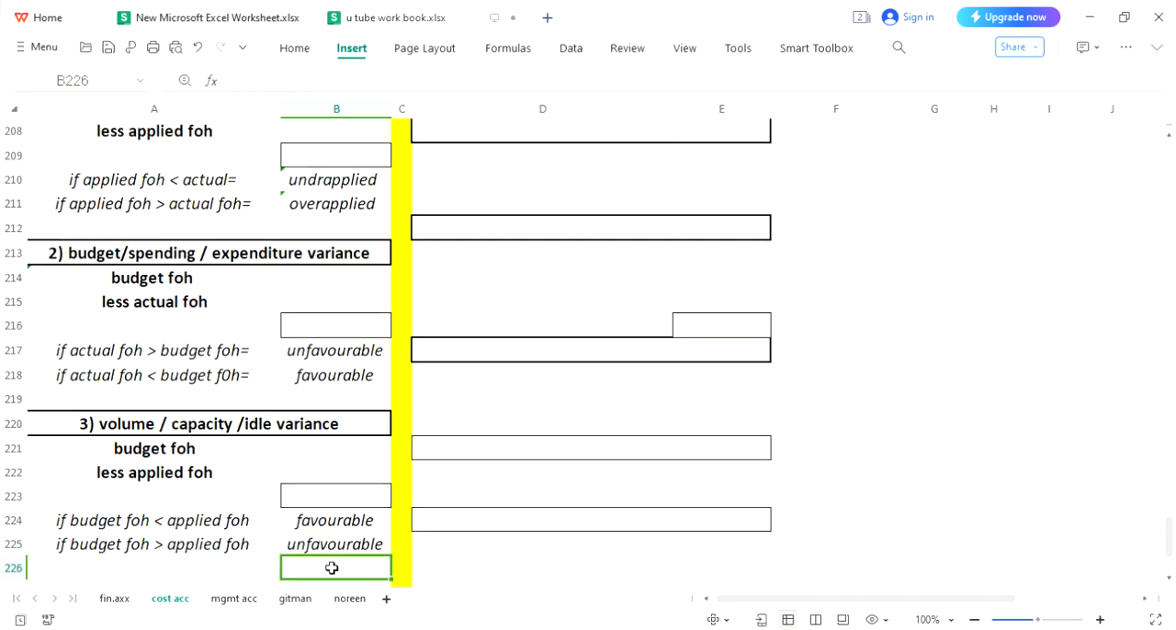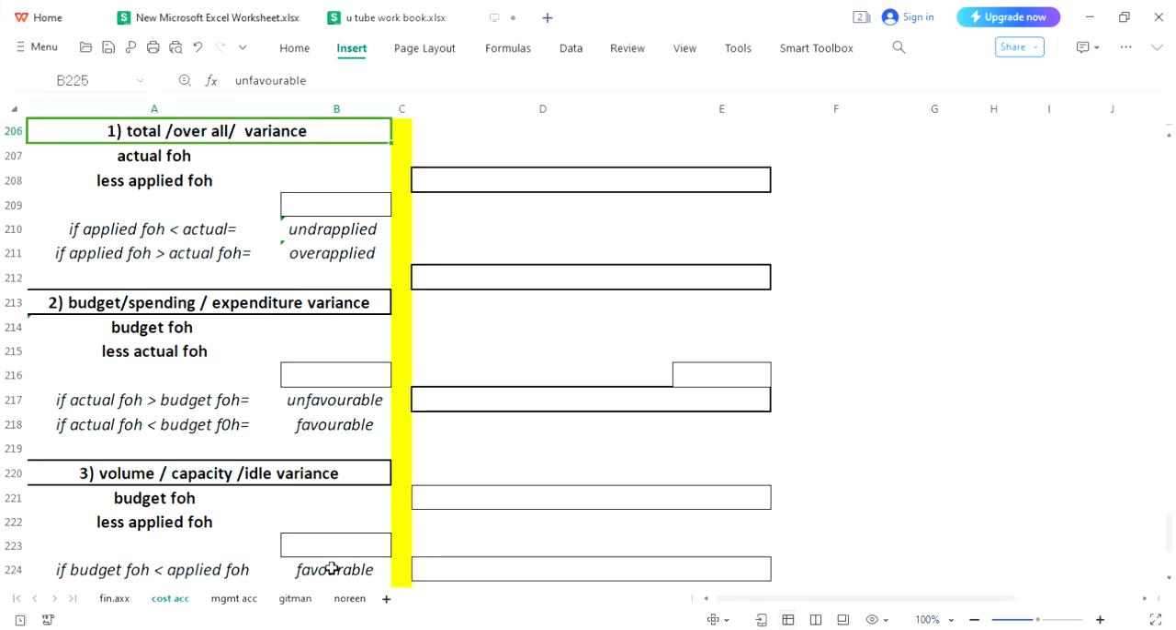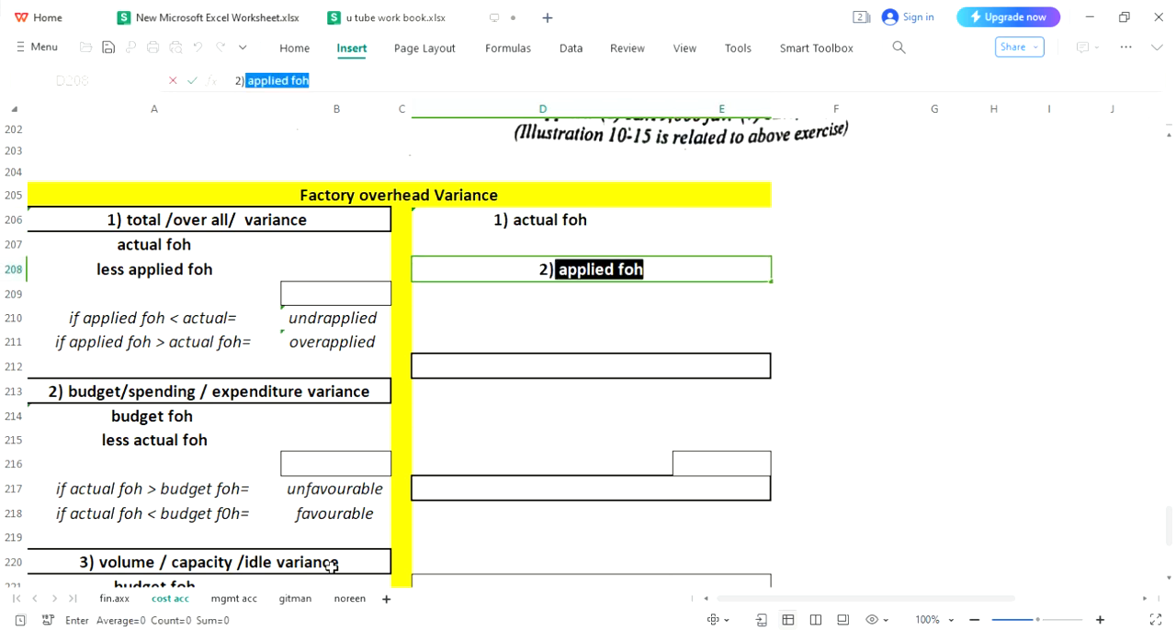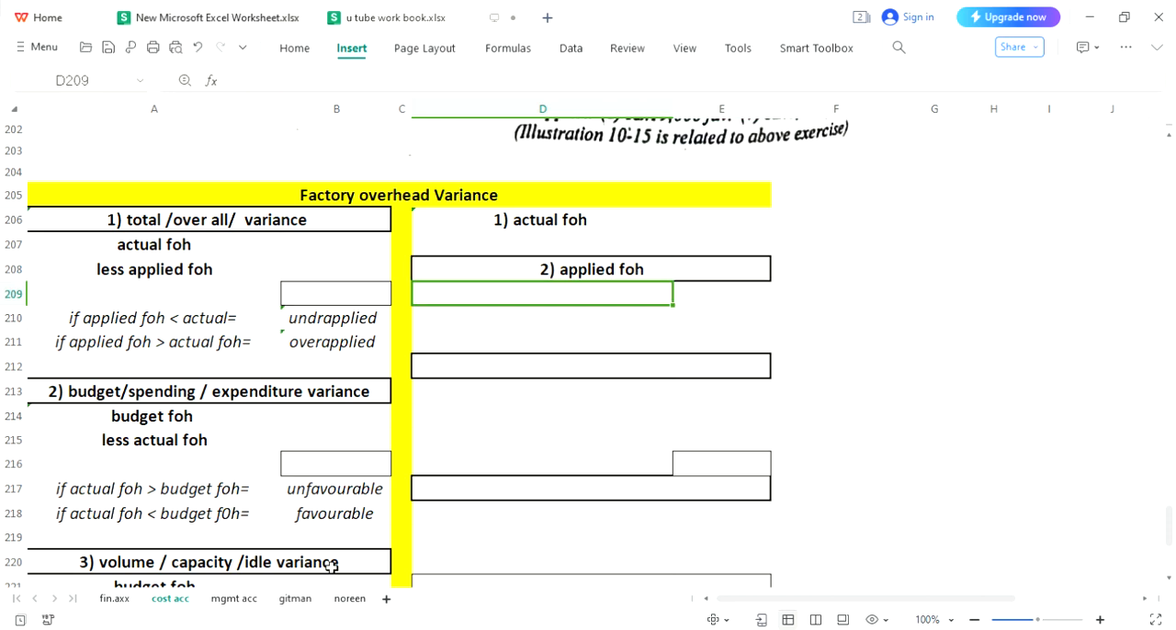So you can see that we haven't read the question, and we don't have any idea what the requirement in the question is, but again you have written all of the variances over here. And believe me, there are 3 elements as supporting calculation which would be required in any case, no matter what the question is. The first is actual FOH, and it would be given in your question. The second requirement is your applied FOH, and it has to be calculated over here.